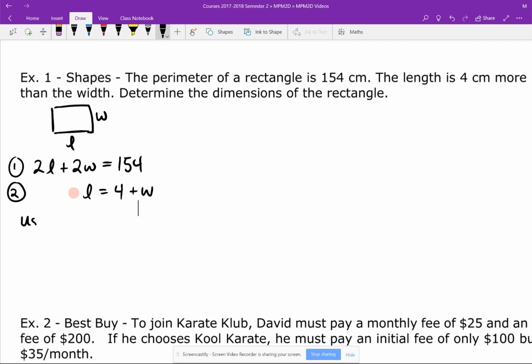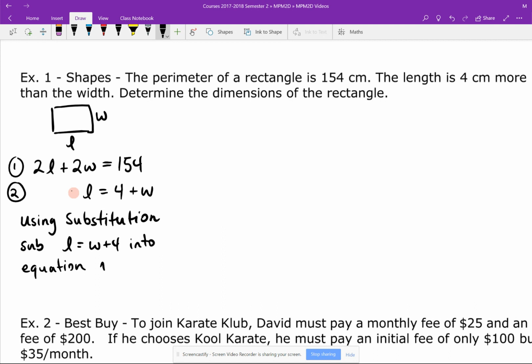So using substitution, I'm going to substitute L, so L equals W plus 4, into equation number 1. So here's equation number 1. Let's write it up here. So 2 times my length. My length will now be replaced with width plus 4. And the rest of the equation says plus 2W equals 154. So now our equation just has W and no L's.